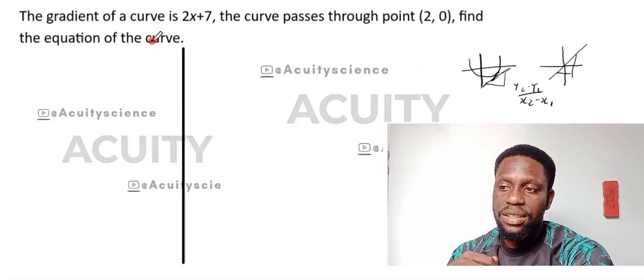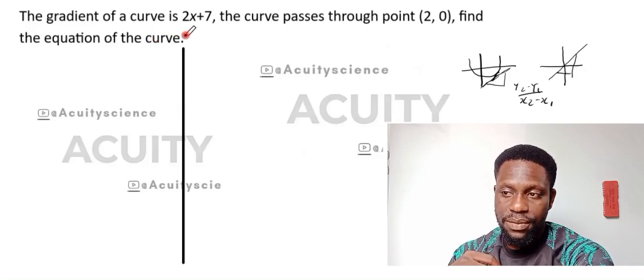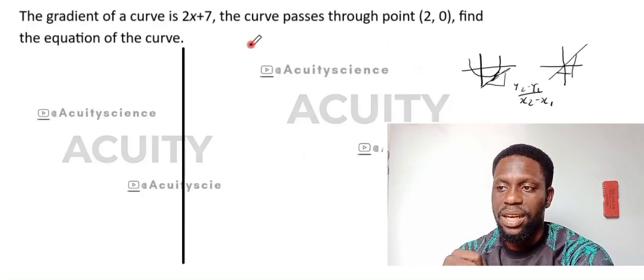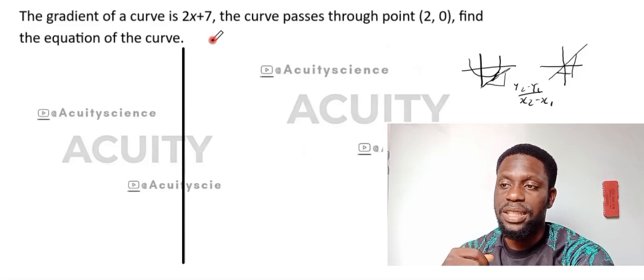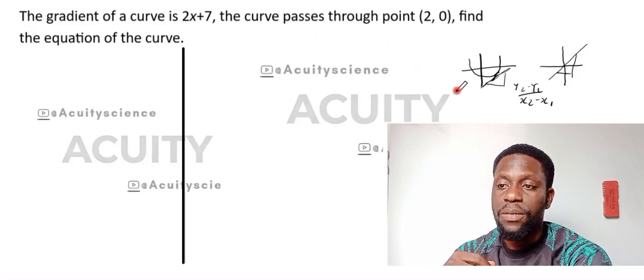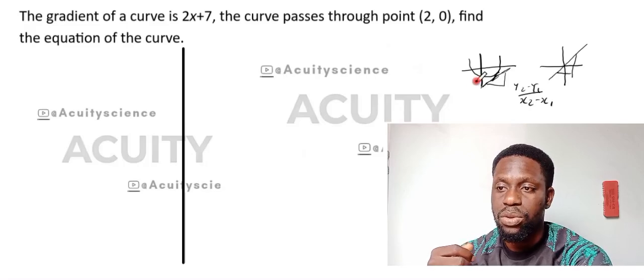Now this question tests your understanding of differentiation and its application in telling gradients of curves. The gradient of a curve is given as this. What this means is, this curve, normally curves are power 3 and the likes, power 2 and all of that, has been differentiated and this was obtained. And then an extra piece of information that is needed is that the curve passes through a point 2, 0.